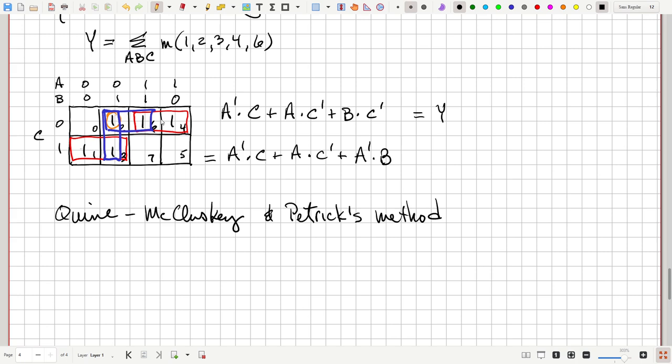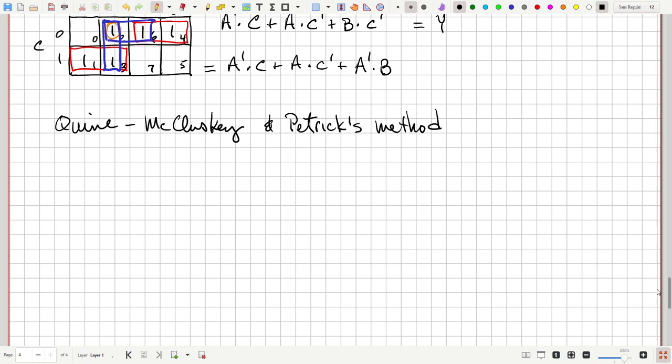And so it can be applied to any number of variables, although there is a practical limitation because the complexity of the problems grows exponentially. But in principle, if you had a fast enough computer with enough memory, you could solve any logic minimization problem using the Quine-McCluskey algorithm with Petrick's method. Okay, so we'll look at that in the next lecture. But we're now going to look at a little free Windows program called Logic Friday that implements this. So let's take a look at this.